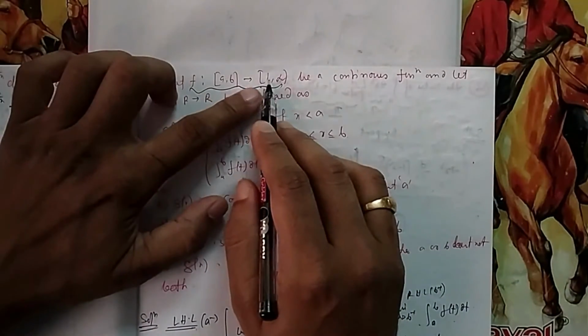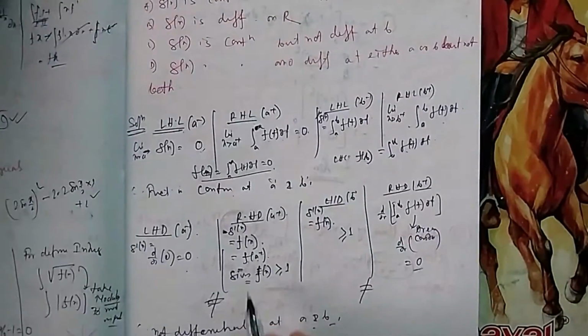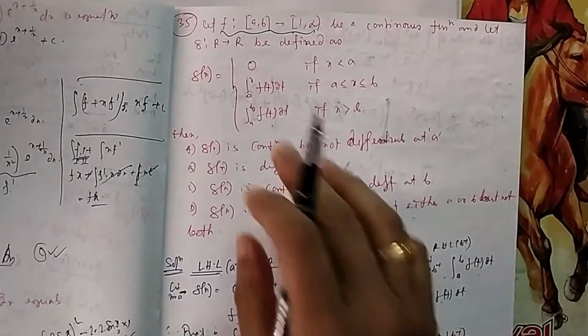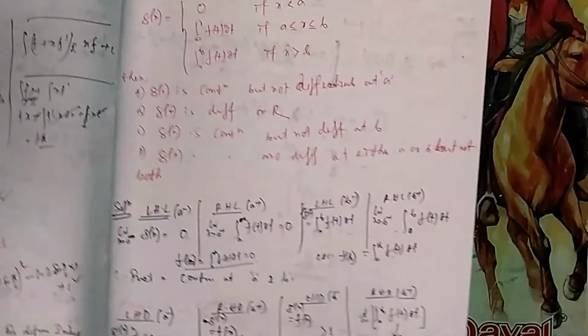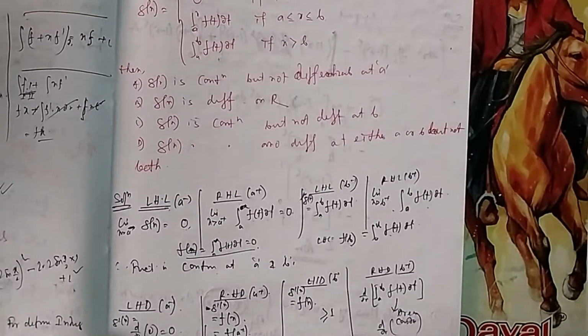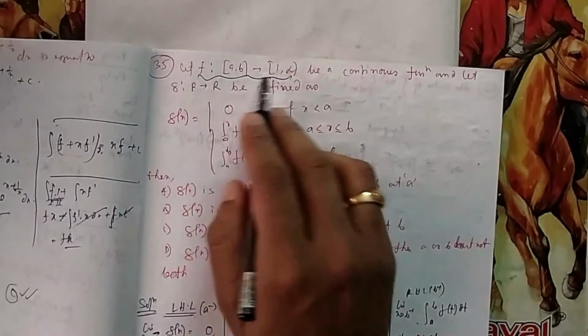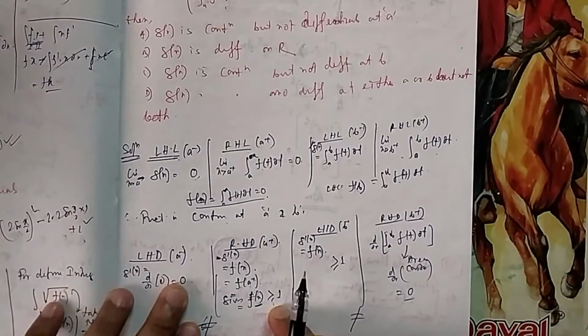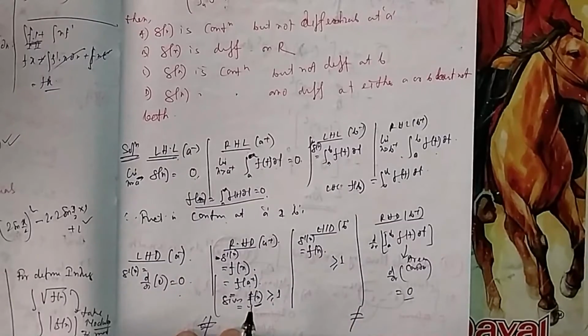Because your function output always starts from 1. So your f(a plus), if you are putting a, then it is anything less than a, it is 0. It is f(x). So if you put here f(a plus), you see f(a plus) is greater than, always starts from 1. So both are not equal. This is 0, this is greater than 1. So obviously it is not differentiable at a.